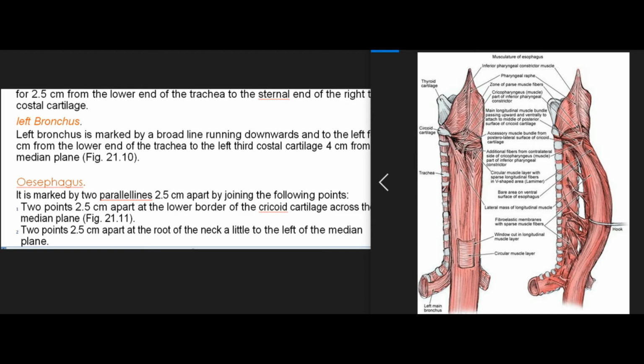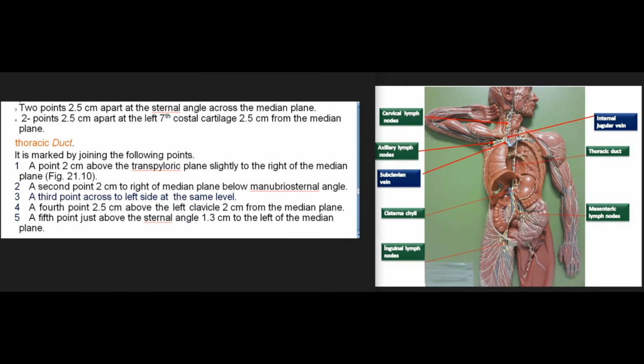Esophagus. It is marked by two parallel lines 2.5 cm apart by joining the following points: 1. 2 points 2.5 cm apart at the lower border of the cricoid cartilage across the median plane, Fig 21.11. 2. 2 points 2.5 cm apart at the root of the neck a little to the left of the median plane. 3. 2 points 2.5 cm apart at the sternal angle across the median plane. 4. 2 points 2.5 cm apart at the left 7th costal cartilage, 2.5 cm from the median plane.